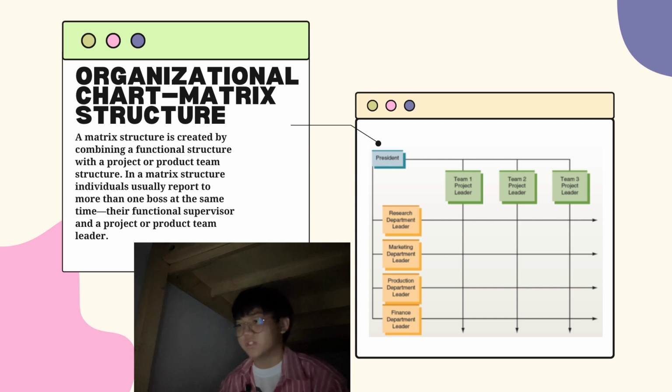However, the matrix structure can also create ambiguity and confusion in roles and responsibilities, particularly if there are conflicting priorities between the functional and project teams.